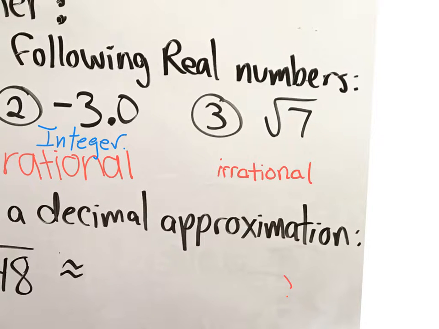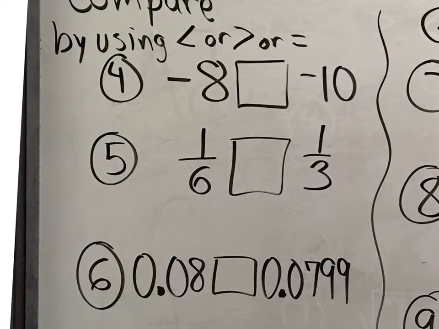Number 3, is that irrational? Yes. Absolutely. If you actually did the square root of 7 on a calculator, it would be a crazy long irrational decimal. So number 4, I'll tuck the red ink over there.